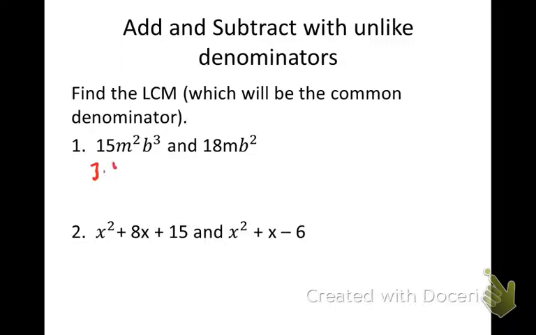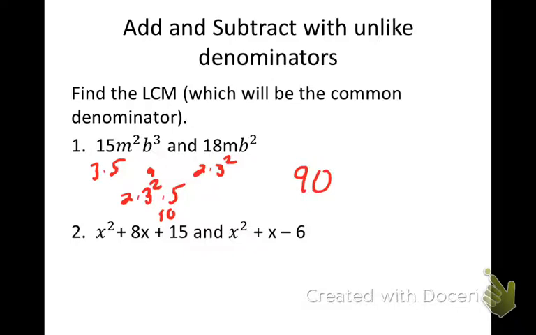So 15 is 3 times 5, and 18 is 2 times 9, and 9 is 3 to the second. So really what we need is the highest power of the different primes. So we need a 2 first, times 3 to the second, times 5. 3 to the second is 9, 2 times 5 is 10, so that would be 90. So 90 is my number.